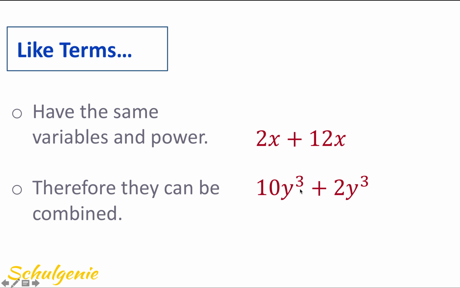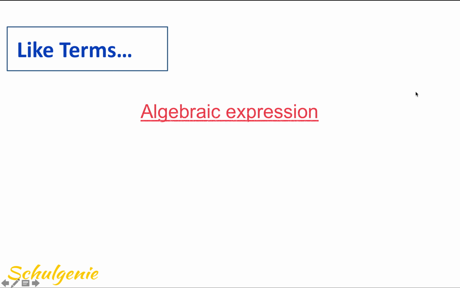Another example is 10y to the power of 3 plus 2y to the power of 3. They are like terms because they have the same variable and the same power. So they can be combined. Now let's go ahead and combine them. You add the coefficients, the numbers in the front, so 2 plus 12, 14. And then you add the variable, 14x. And for the second terms, 10 plus 2, 12, and then you add the variable. It's simple.